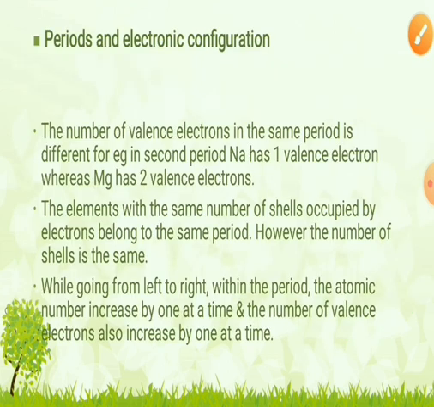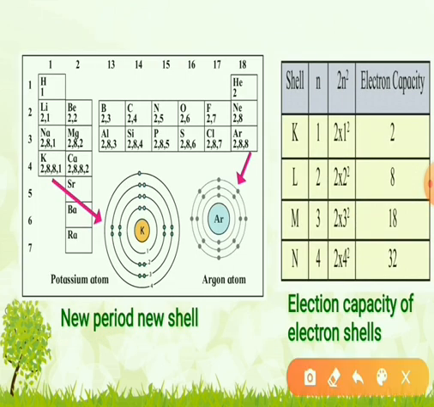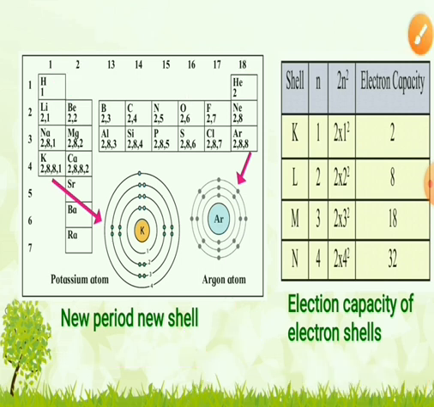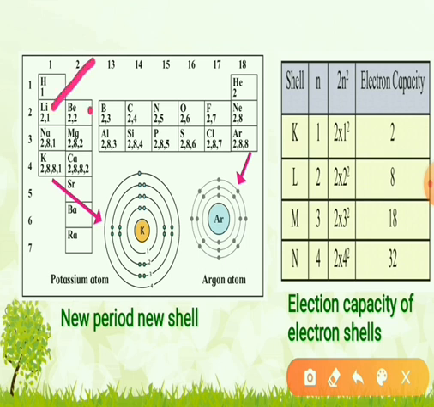While going from left to right within the period, the atomic number increases by 1 at a time and the number of valence electrons also increases by 1 at a time. Here you can see as you go from left to right, the atomic number Z increases by 1. Hydrogen is 1, helium 2, lithium 3 and so on, as well as the number of electrons also increases. Here you can see lithium is 1, then beryllium 2, boron 3, carbon 4 and so on.